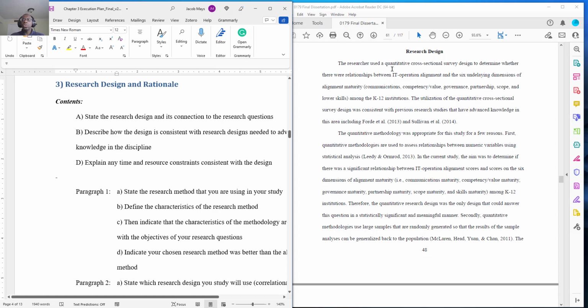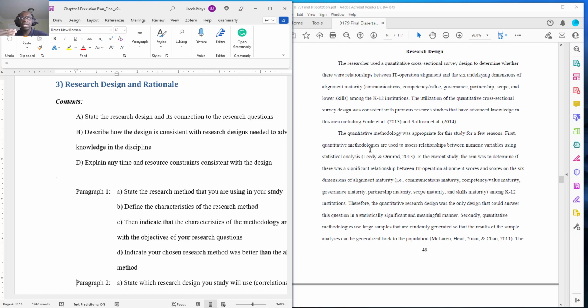The research used a quantitative cross-sectional survey design to determine whether there were relationships between IT operations alignment and the 6 underlying dimensions of alignment maturity among K through 12 institutions. The utilization of the quantitative cross-sectional survey design was consistent with previous research studies that have advanced knowledge in this area, including Ford et al. And Sullivan et al.